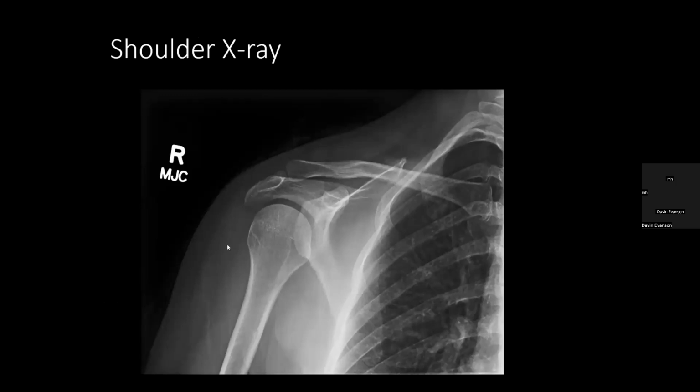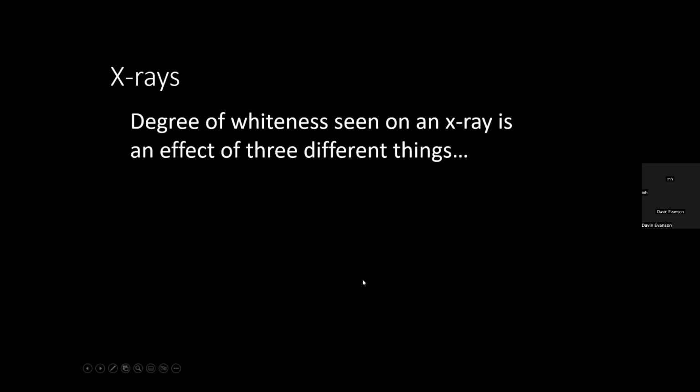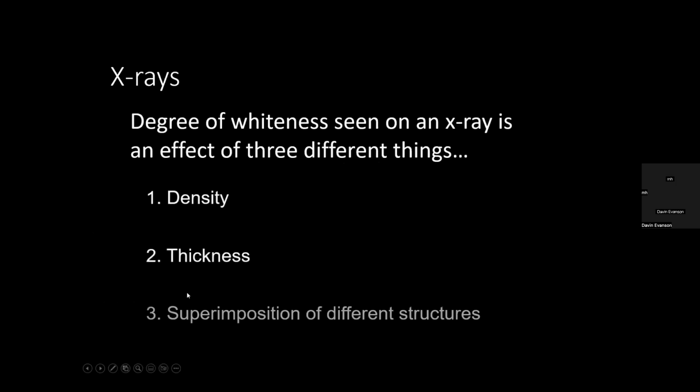There's a shoulder radiograph, abdominal radiograph. So the degree of whiteness seen in an x-ray is an effect of three different things. Basic physics here: the density, the thickness, and the superimposition of different structures.